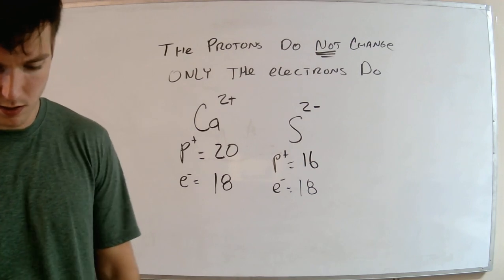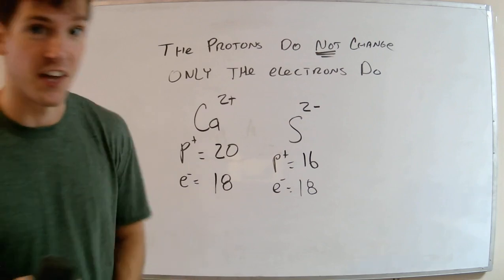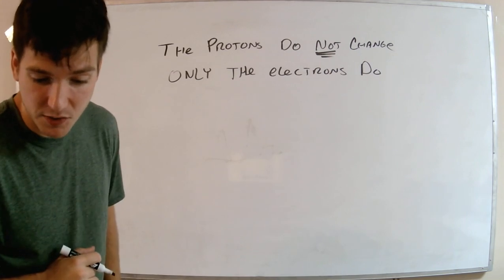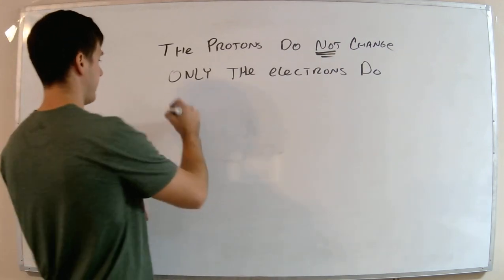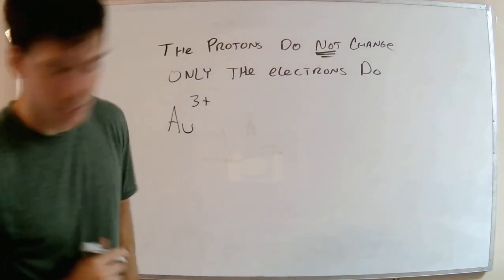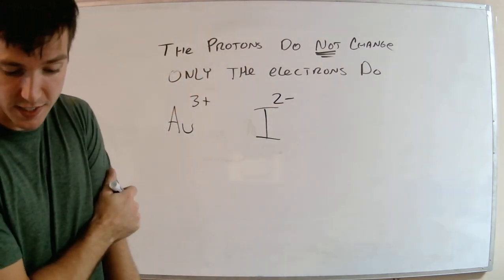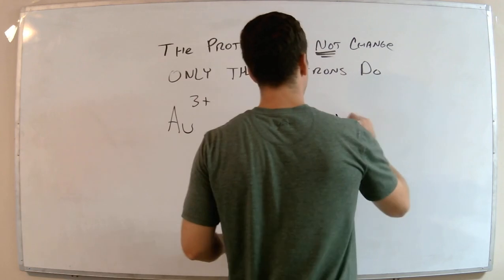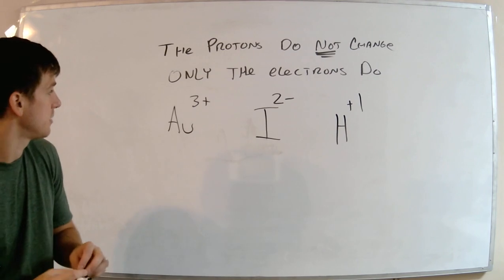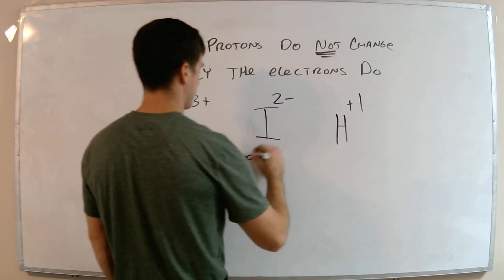Let's try 3 more, and then we will be done. I'll put them all here up top, and if you guys get it, then you get it. I have Au with a 3+ charge, Au, want to buy a gold chain. I have iodine, 2- charge, used to disinfect during surgeries. And then I have hydrogen +1, that explosive gas in the Hindenburg. Again, we're just looking for protons and electrons.